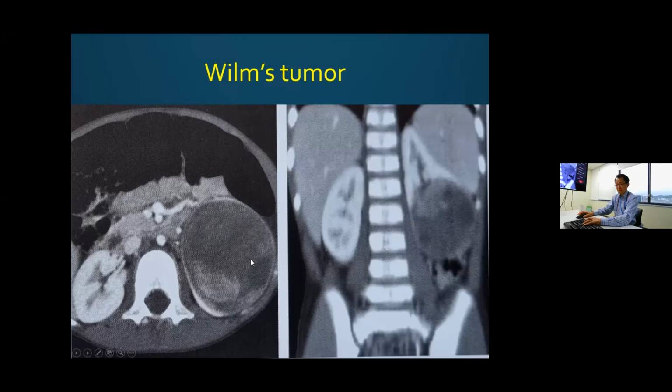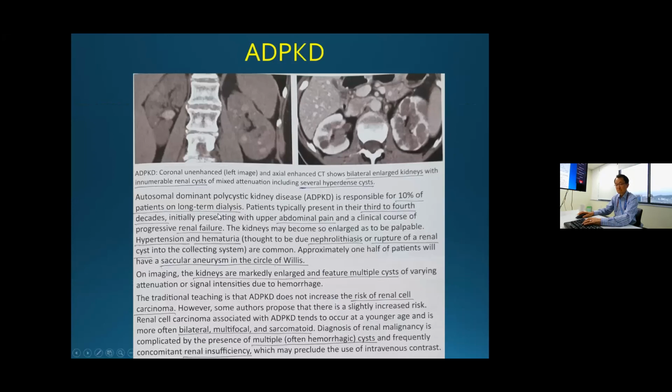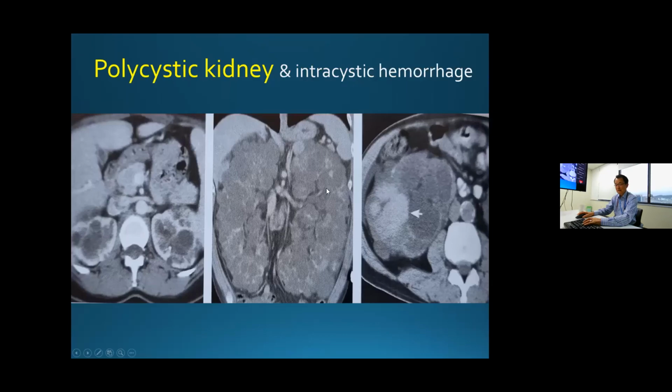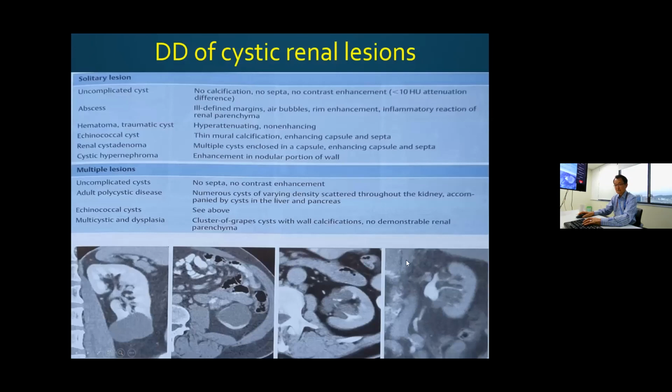Adrenal or nephroblastoma. This one is a polycystic kidney, autosomal dominant. It's cystic dominant, bilateral. That could be fluid or hemorrhage. On CT, multiple cysts: unicameral cyst, abscess, hematoma, echinococcal cyst, cystadenoma, hypernephroma, and then parapelvic cyst.